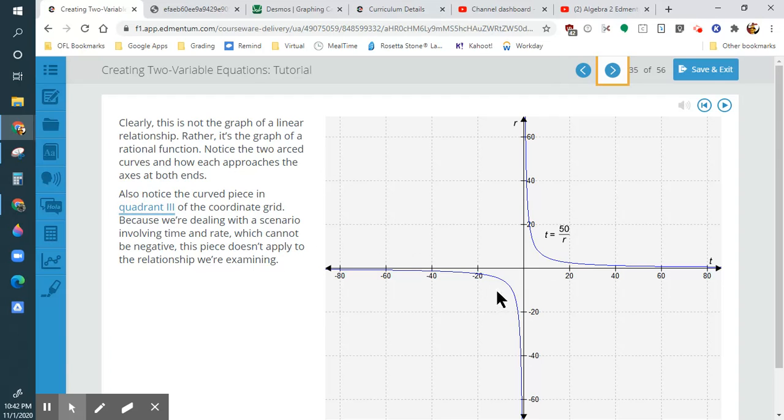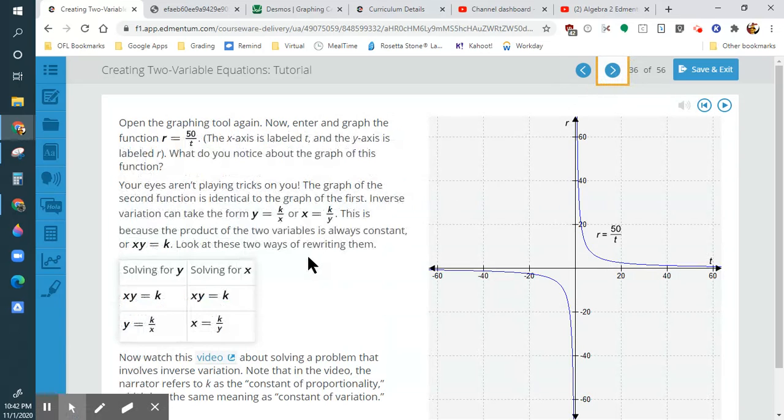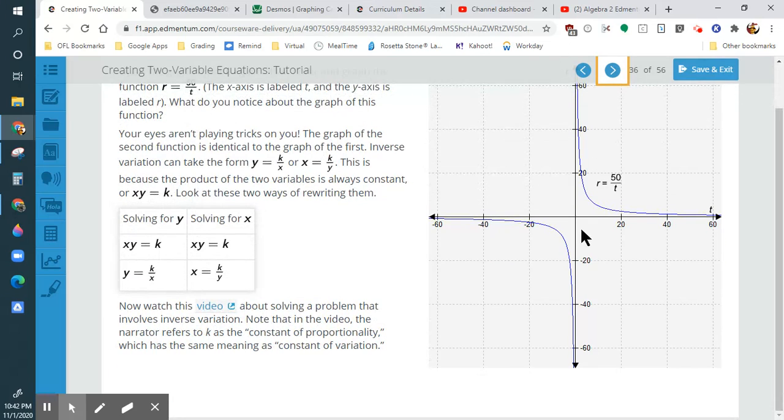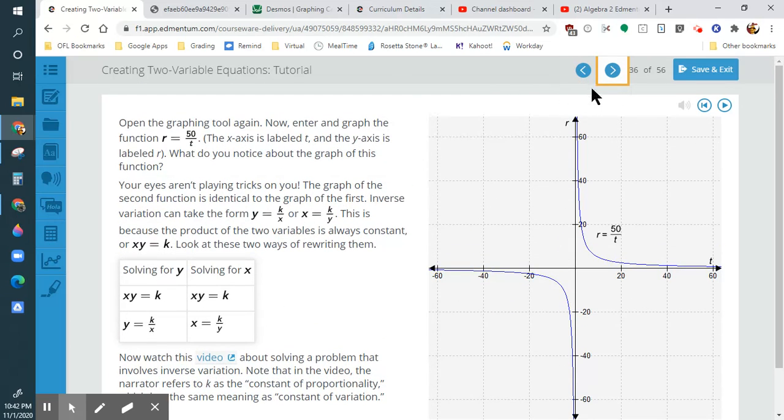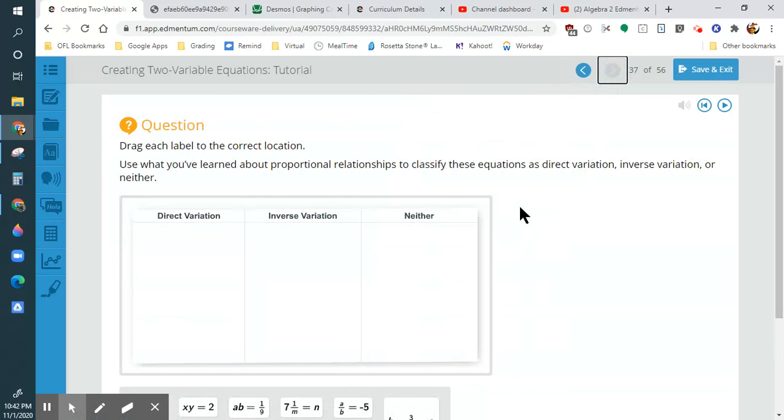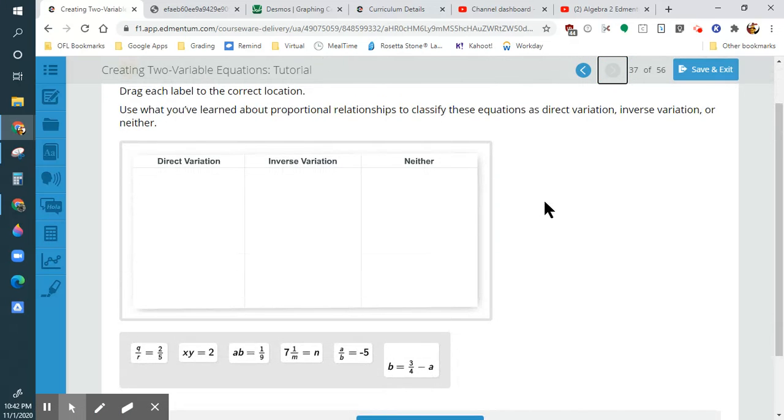Quadrant 3 is a possibility, but it is not viable because there is negative time. It's in the past, but in practicality, we're measuring from now into the future. So usually it doesn't apply to the relationship we're examining because of negative time. I'm not going to open a graphing tool again because they kind of graphed it for us here, and we're going to be dealing with inverse variation. So let's talk about this.